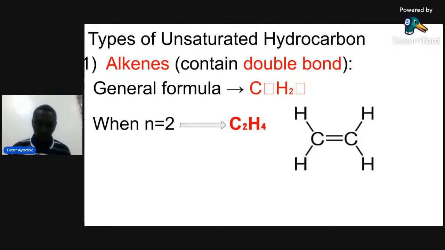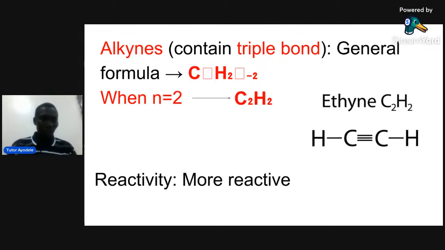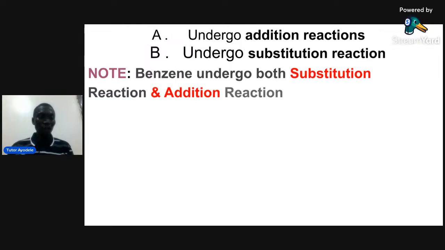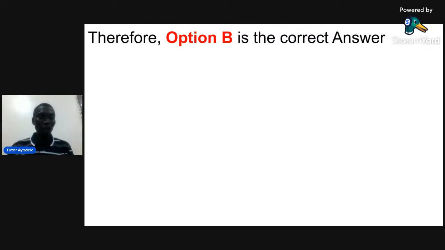All right, these alkenes have a double bond. Yes, I explained this one at the beginning. Alkynes: this is just an explanation if you substitute the value of n equals 2 into the formula of alkynes. I explained all these at the beginning. So, test with bromine. Benzene undergoes both substitution reaction and addition reaction. I've explained this. Okay, let's proceed.